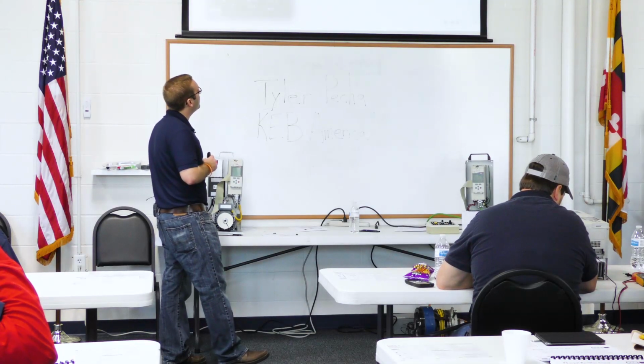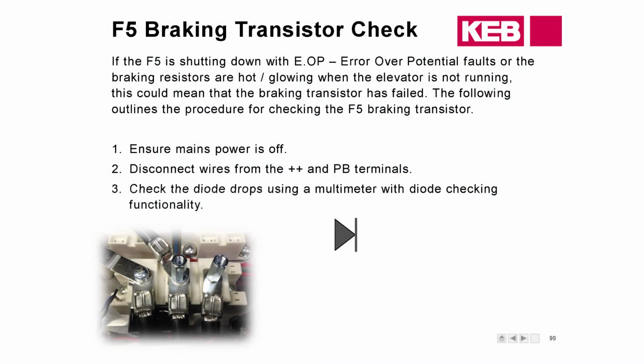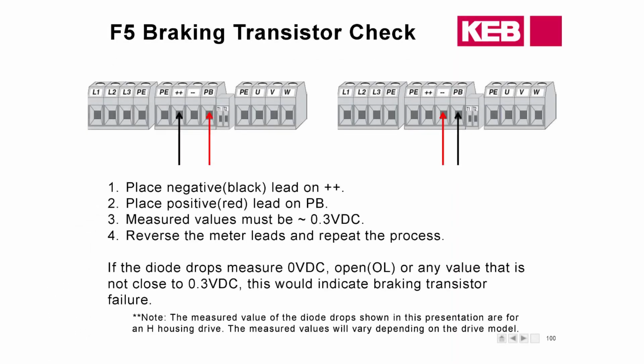Okay, and then the last check that we can do is the braking transistor. If you're getting an overvoltage fault and you're using a braking resistor, the resistor you've checked already and it looks good, sizing looks good, all your connections were fine, and you want to make sure that the transistor on the drive is okay. You can also do a diode check there, and it's much the same. You take your black lead, put it on the plus, take your red, and go to PB. You should be getting approximately 0.3 volts DC. 0.4. That's fine.